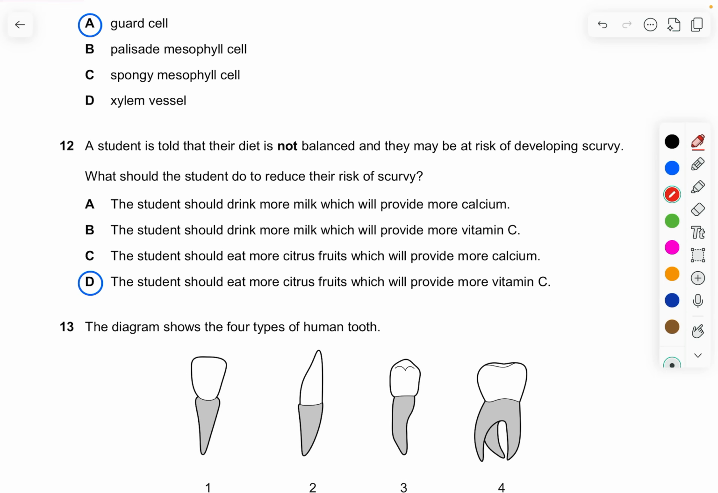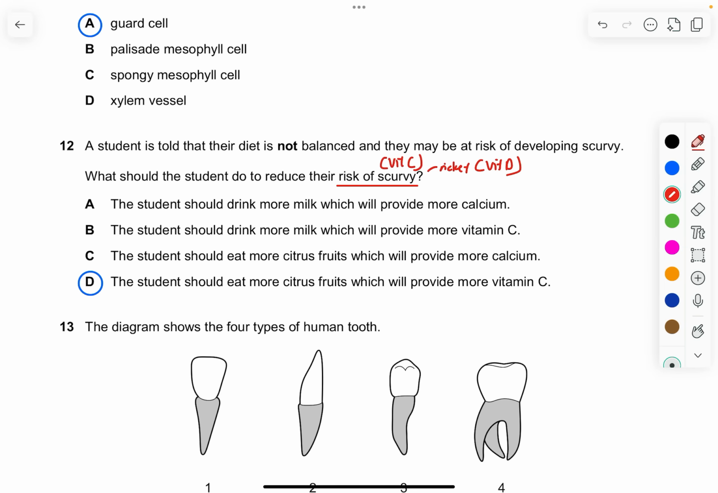So question 12. A student is told that the diet is not balanced and they may be at risk of developing scurvy. What should a student do to reduce their risk of scurvy? This question asks what kind of deficiency scurvy is. If you remember, there are only two deficiencies you have to learn in this syllabus. One is rickets and the other one is scurvy. Scurvy is mainly due to vitamin C deficiency and rickets is due to vitamin D.